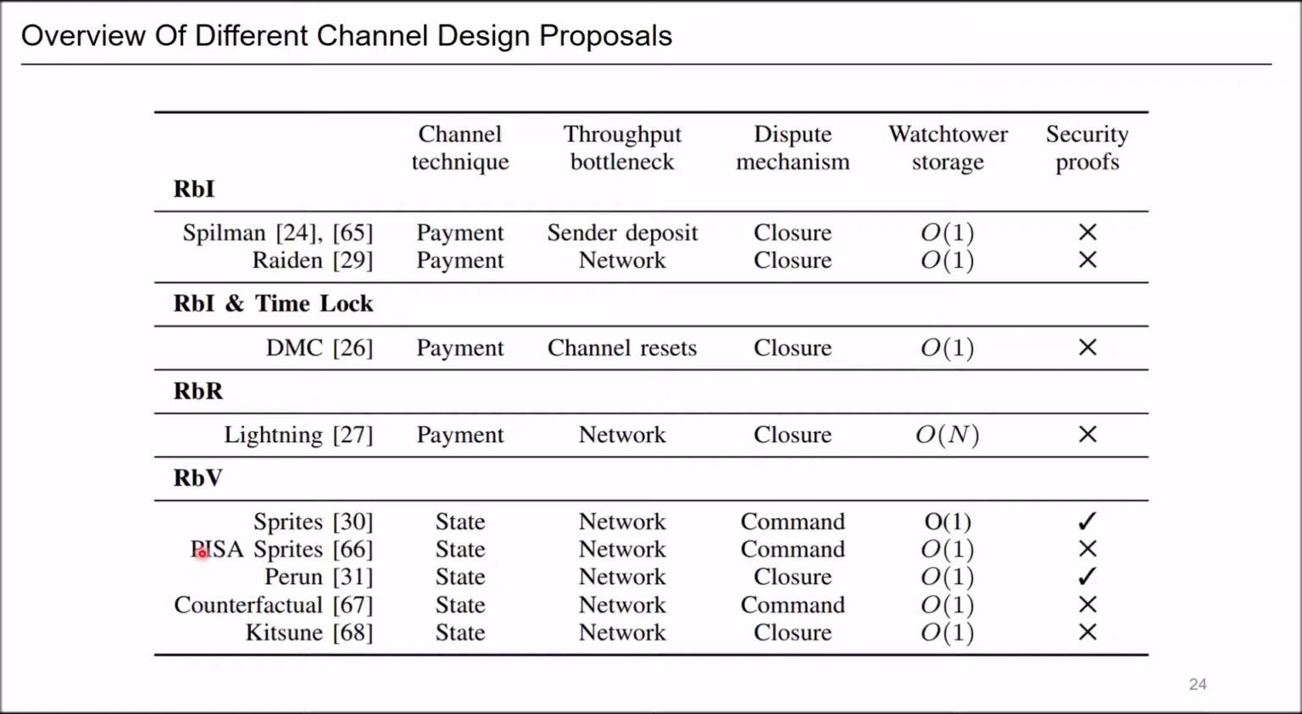And lastly, those are RBV protocols. To the best of my knowledge, Perun does not support state channels because Perun cannot execute arbitrary applications on the channel. But this paper says Perun is a state channel. Anyway, only Sprite and Perun offer formal security proofs.